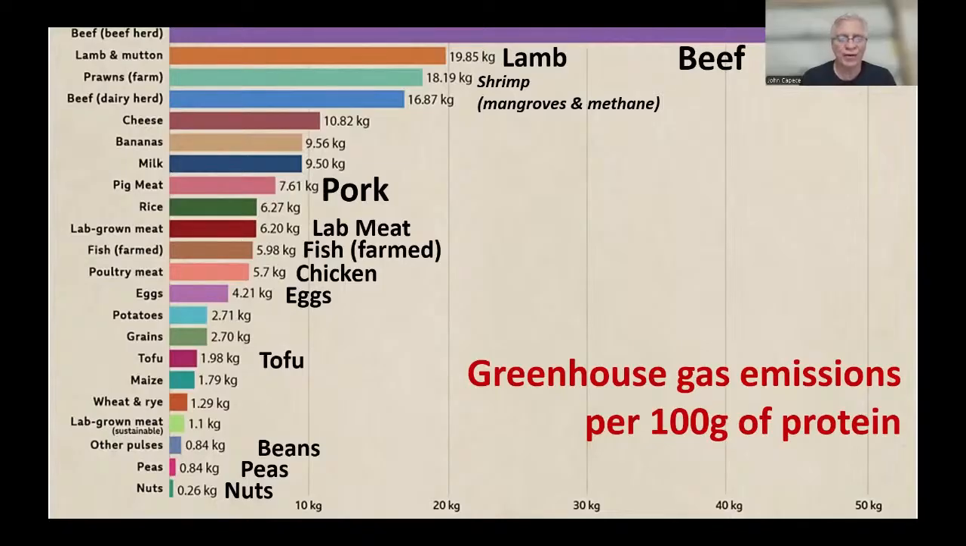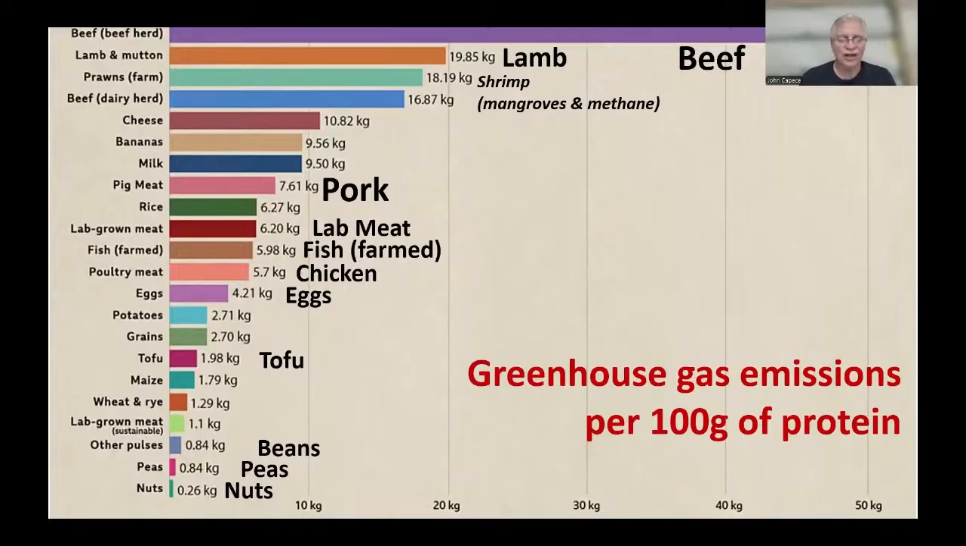And as we move down past pork, we find lab-grown meat at 6 kilograms, farm fish at 6, and poultry also at 6, with eggs at 4. At the bottom of the chart are the plant-based proteins. Tofu drops down to a mere 2 kilograms. Beans and peas come in at an incredibly low 1 kilogram, and nuts represent a virtually microscopic 0.3 kilograms of emission per 100 grams of protein.